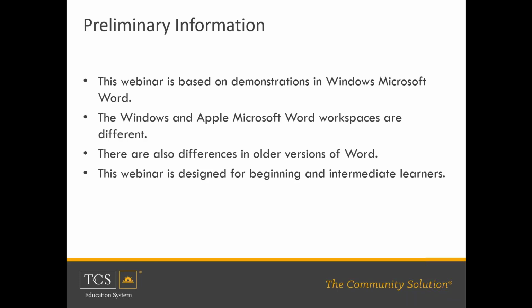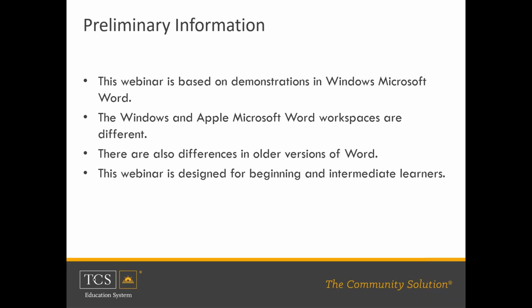If you use an Apple computer, you'll still find value in the webinar. You'll just need to look up how to access the features that we're discussing here today. There are also some differences in older versions of Word. You'll see some differences if you're working in Windows versions 97 through 2007. And lastly, this webinar is designed for beginning and intermediate learners. If you're an advanced learner and you already know about accessibility in Word and PowerPoint, you are more than welcome to stay and review this material with us.